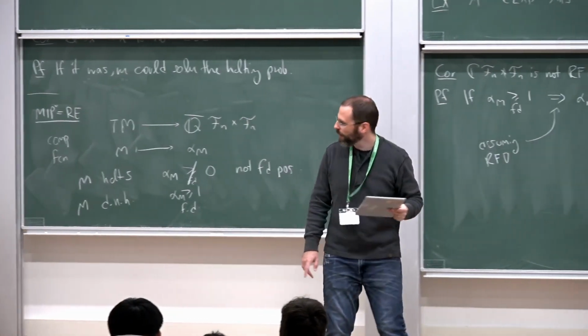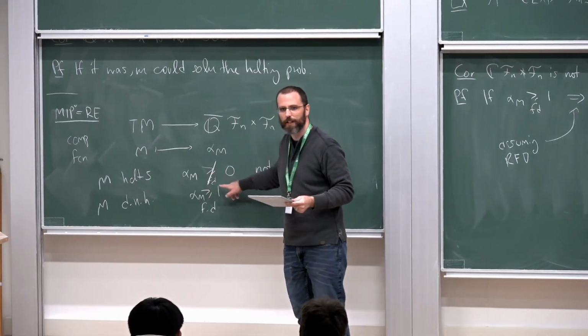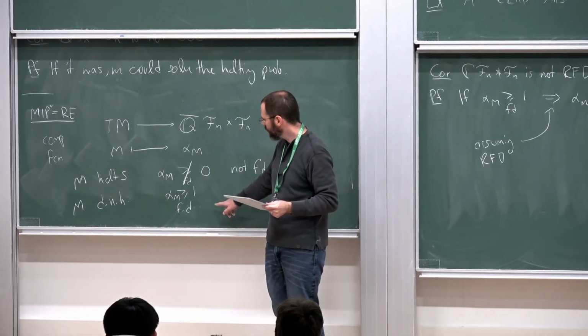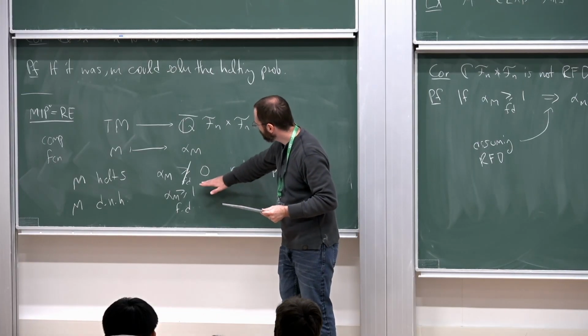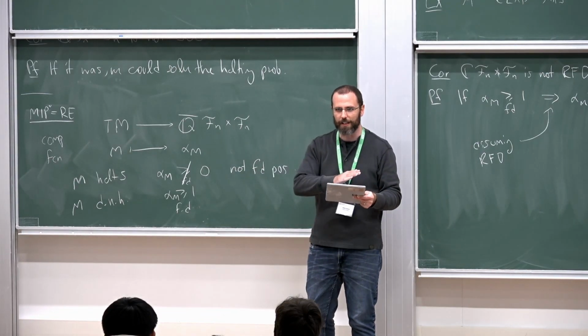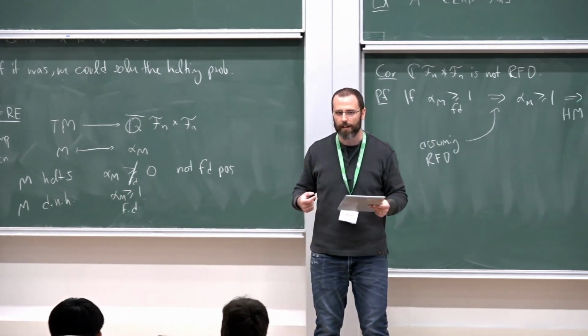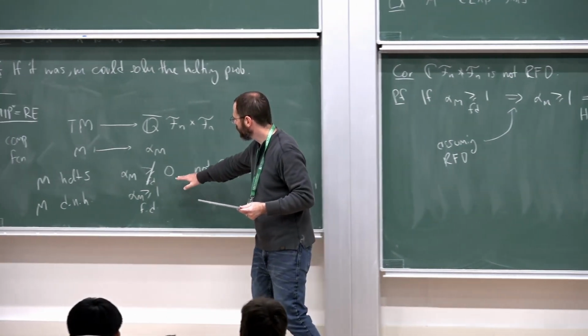Now notice this is what we call a gap result. So it's not like M halts if and only if some condition. I had to write out both cases. And the two cases are about separating: this one is saying, oh, it's not positive, and this is saying it's positive, actually greater than or equal to 1. There's a gap between the not positive result and the positive result.